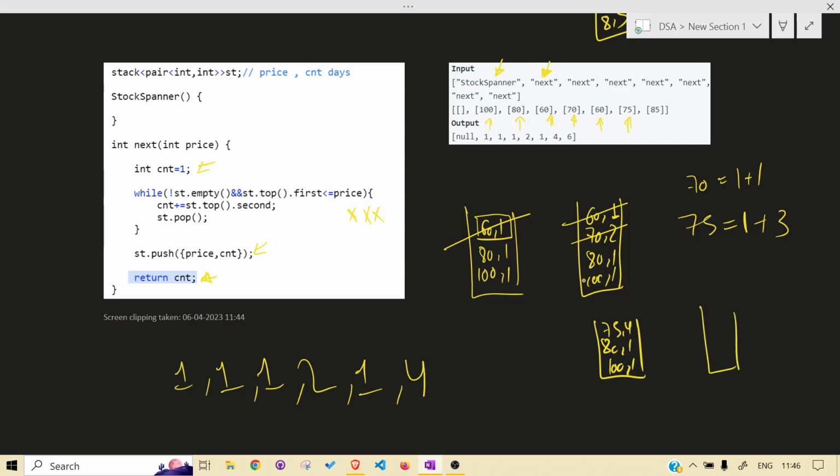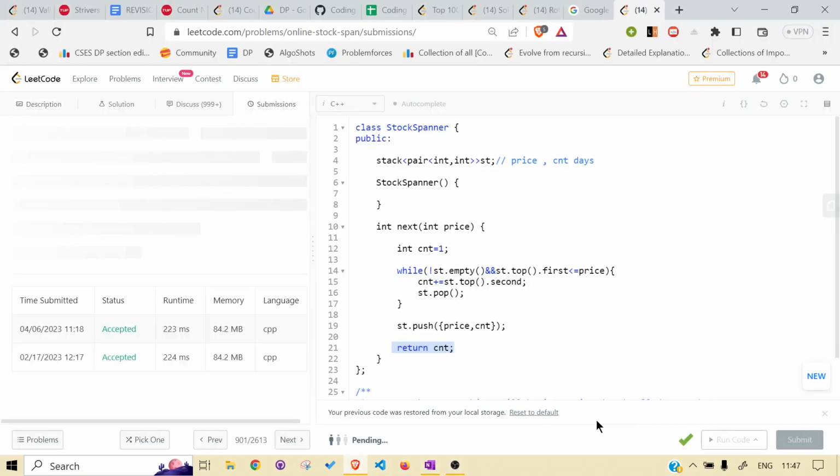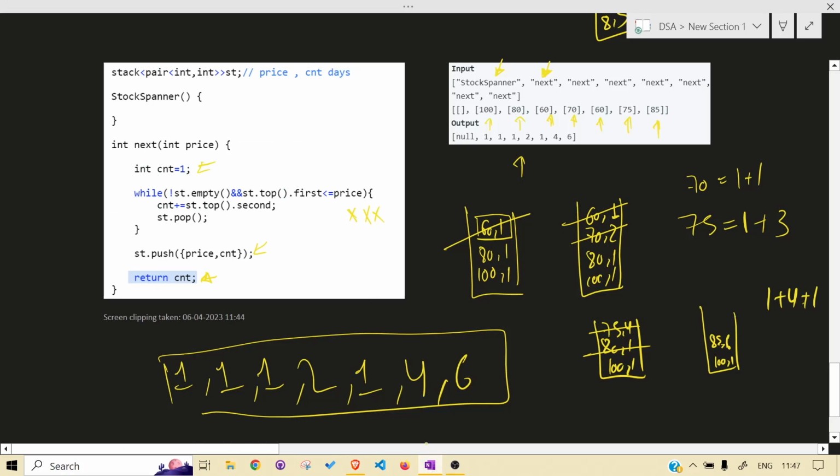Now 85 appears. We have to accommodate 85, so these and these will be popped. Plus 1 for 85, 4 from 75, 1 from 80, so we have 6 for 85, and 100 comma 1, and we just return 6. You can check it, this is the same. So I hope this much is clear. Let's submit it and see if it is running or not. Yeah, it is running, and I hope I was able to make my intuition clear to you.